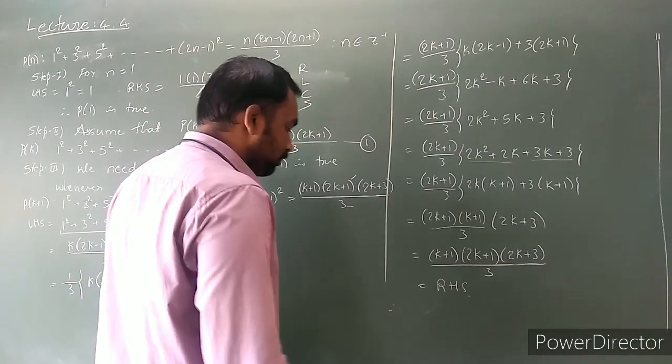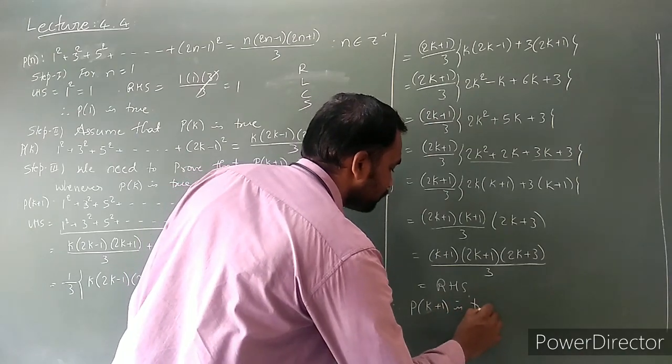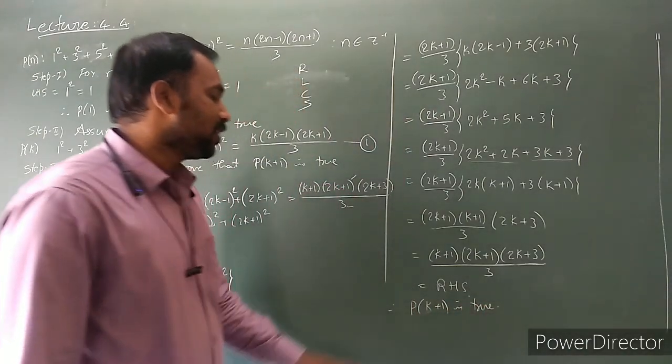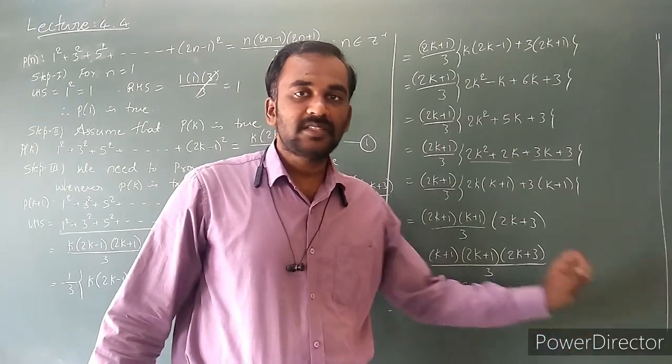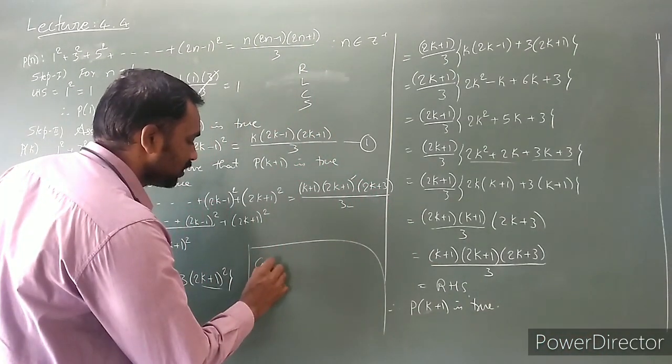Therefore, finally the conclusion. Therefore, P of k plus 1 is true. P of k plus 1 is true whenever P of k is true. Then finally write the conclusion. What is the conclusion?